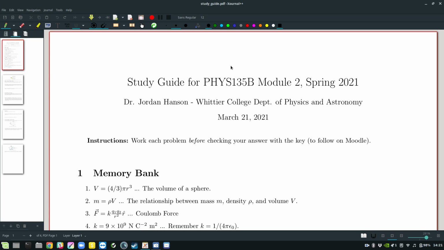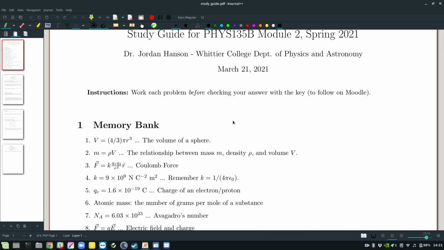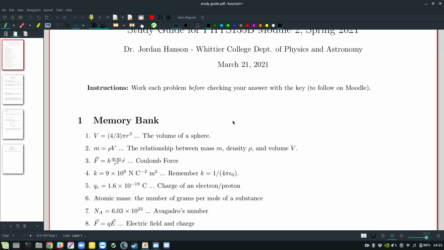And welcome to Study Guide for Physics 135B, Module 2, where we're going over how to work these problems. And I've given an instruction here, which is to work each problem before checking your answer with the key.